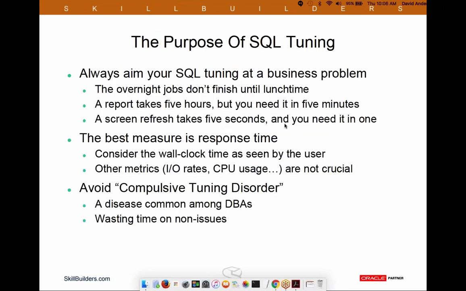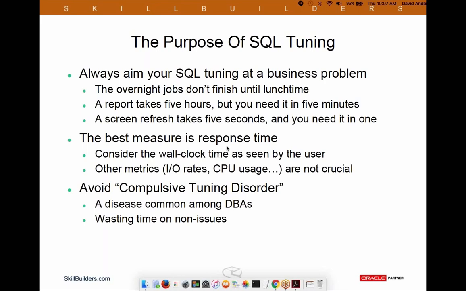Purpose of SQL tuning. We want to fix a business problem. Perhaps your overnight jobs are taking too long, a report is taking too long, or in an online application, the screen hangs for 5 seconds and people are complaining. You don't want to try to tune something that no one's asked you to tune or that you know is meeting your needs. What we want to look for is the best response time. Does the query come back in 1 second or 5 hours? There are other metrics, other things that we can measure, such as I/O rates and CPU usage. But the main thing is response time.